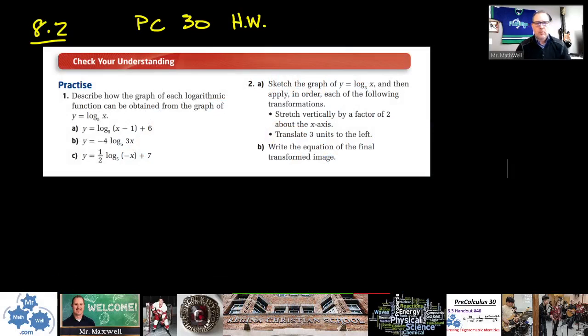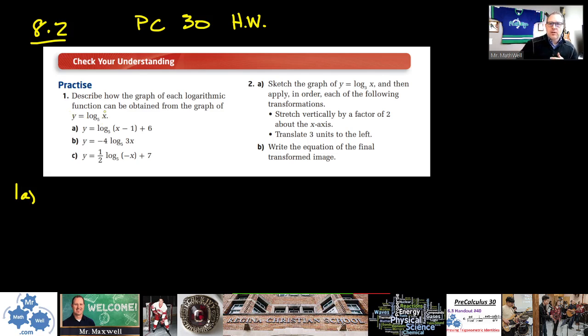All right, so homework questions number 1 and 2 from section 8.2. We're talking about transformations of logarithms. So let's take a look at 1a. It says here, describe how the graph of each log function can be obtained from the graph of y equals log of x base 5. So that's our base function.